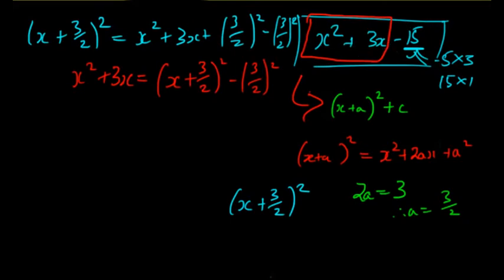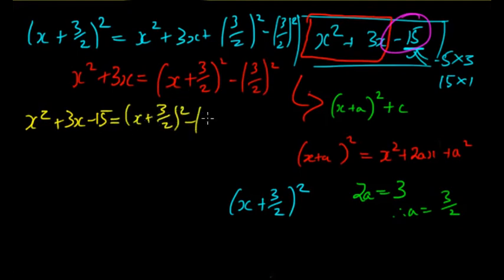Now we need to bring in the negative 15, because we can't just forget about it. So all we can say is that x squared plus 3x minus 15 is equal to x plus 3 on 2 squared minus 3 on 2 squared, and then minus 15. The minus 15 you can just add to either side there, as you can see.